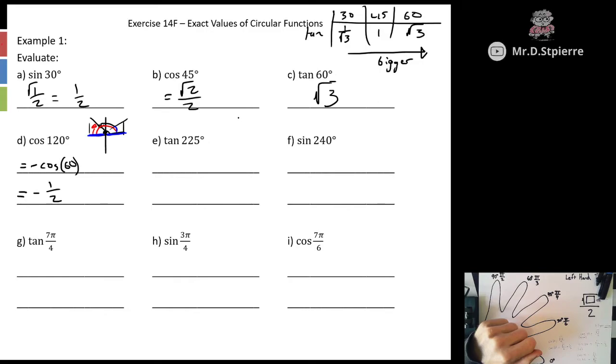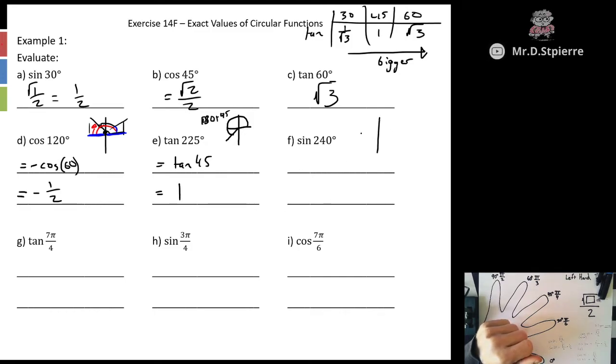Tan of 225, so same thing, 225 is there. Okay, so that's the same as 180 plus 45. So in the third quadrant, that is exactly the same as tan of 45 because it is positive in the third quadrant. Tan of 45, we know that's 1.